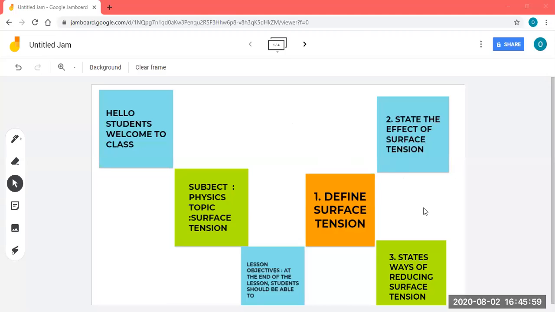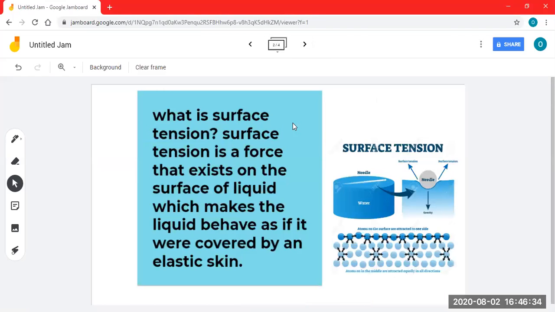So we'll quickly look at the first objective, which is to define surface tension. Let's quickly go to the next slide and look at what surface tension is. I'm using Google Jamboard, so we'll look at it together.